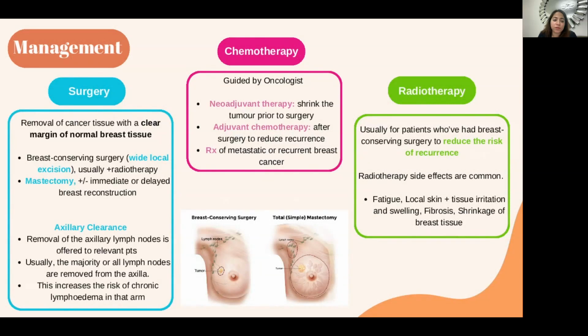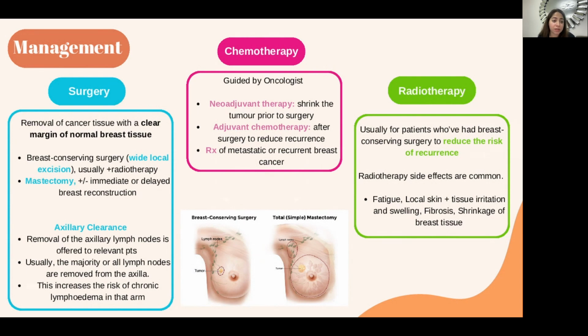So surgery, of course, involves the removal of the cancer tissue and just making sure that there's clear margins around where you've excised. That's very important. So you can have wide local excision, or in some cases, patients can have a full mastectomy, so removing the whole tissue, the whole breast itself. And sometimes they can go on to have breast reconstruction further down the line, or even on the same day, if the surgeons are happy to.